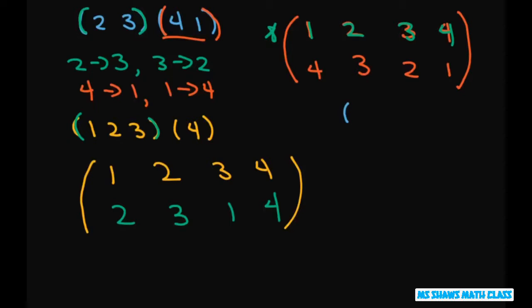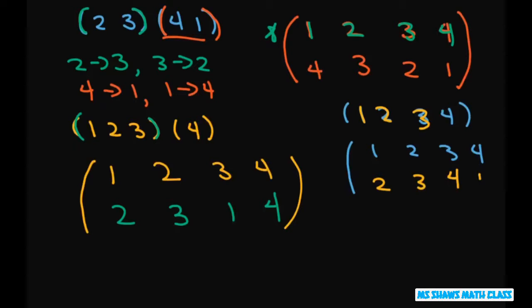If we have (1 2 3 4), this would be like this. 1, 2, 3, 4. And then you have 1 maps to 2, 2 maps to 3, 3 maps to 4, and 4 maps back to 1.